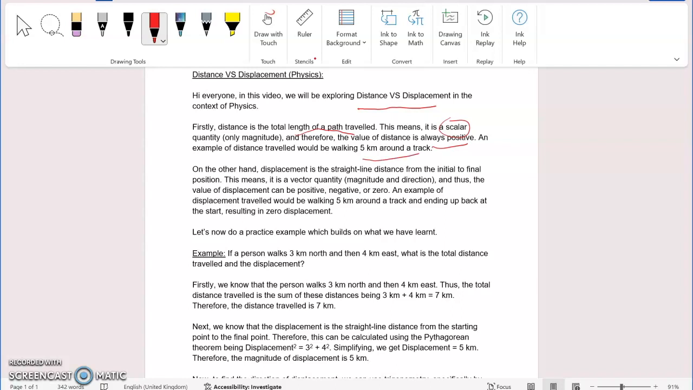On the other hand, displacement is the straight line distance from initial to final position. This means it is a vector quantity. Magnitude and direction is specified, and thus the value of the displacement can be positive, negative, or 0. An example of displacement would be walking 5 km around a track and ending up back at the start, resulting in 0 displacement. Let's now do a practice example which builds on what we have learnt.